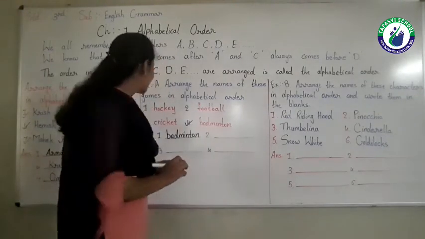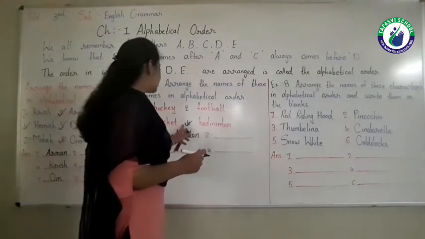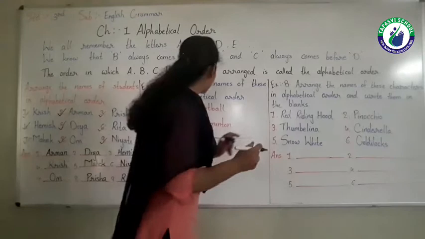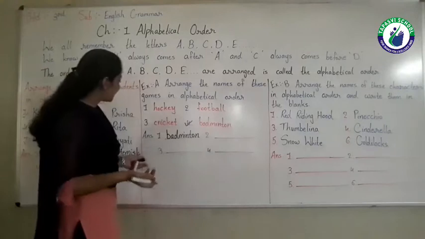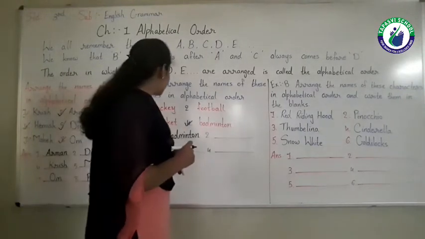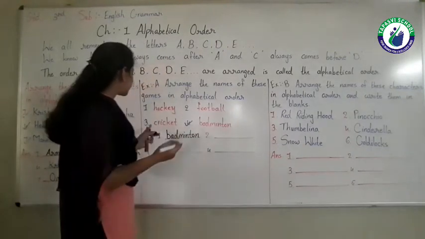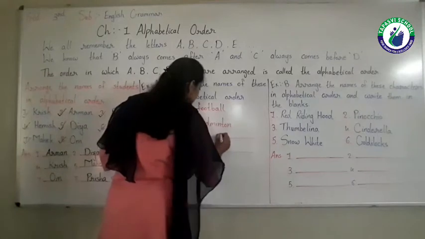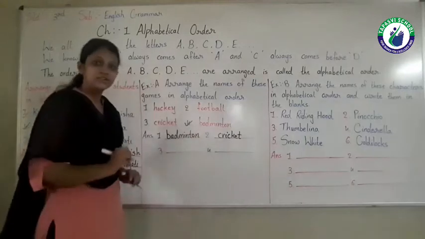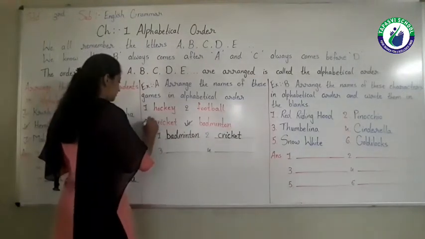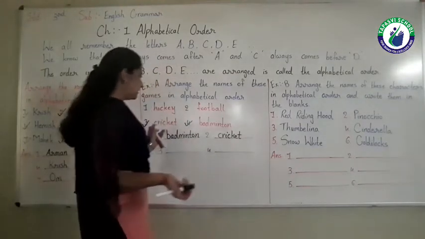Now next we will come. B comes after C. B के बाद C आएगा. तो C से कौन सा नेम ऑफ गेम्स दिया है? Yes, cricket. So we have to write down cricket in number 2. Tick right on the word cricket. C के बाद D. D तो नहीं दिया है.